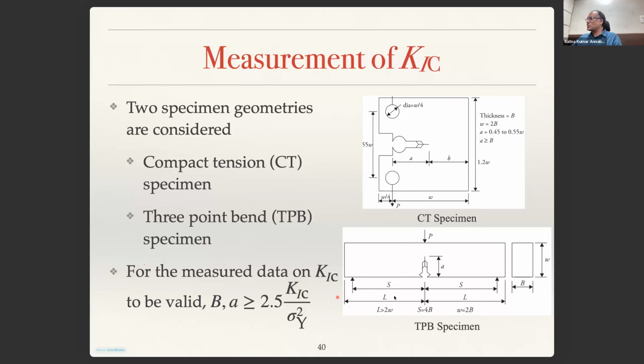And based on the data that we measure, one can compute the K1C, right? Once you have measured data, if the measured data is to be used confidently for a given B, meaning out of plane thickness B, then the crack length that you are starting with should be greater than 2.5 times (K1C by sigma y) squared. Only then you can use the measured K1C. After measuring the K1C, you need to check this condition. If this condition is satisfied, only then the measured K1C is useful, otherwise you cannot use it.